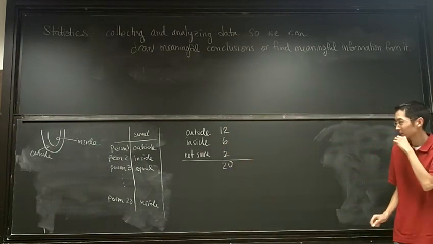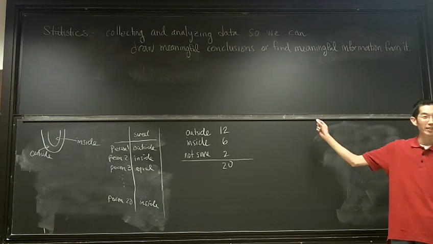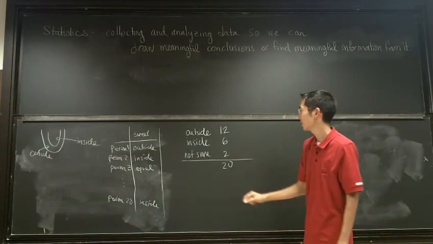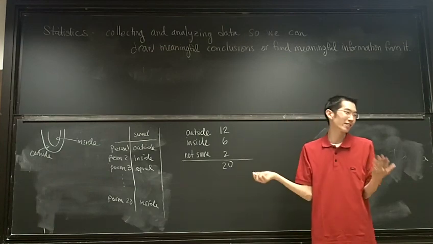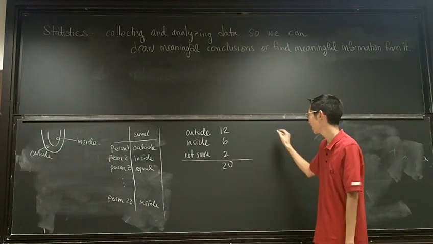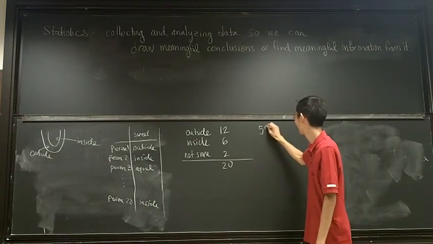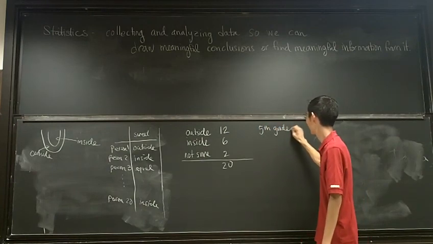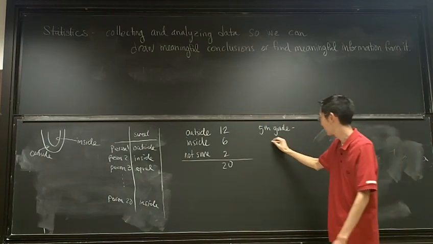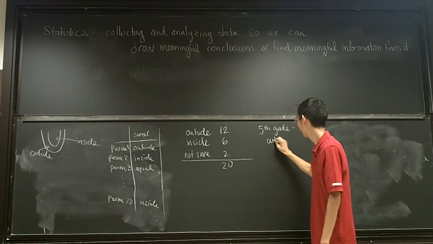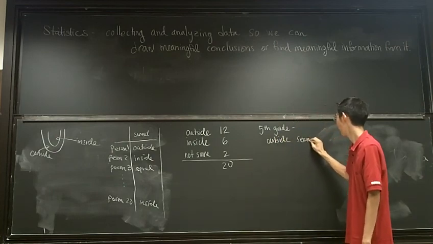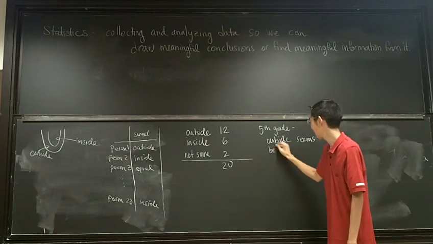Maybe at the end of this, as a 5th grader, you would say, oh well, it seems that the outside of the tongue is better at detecting sweet things. In 5th grade or whatever grade, you'd say, okay, 12 was the biggest number, so the outside seems better at detecting sweetness.